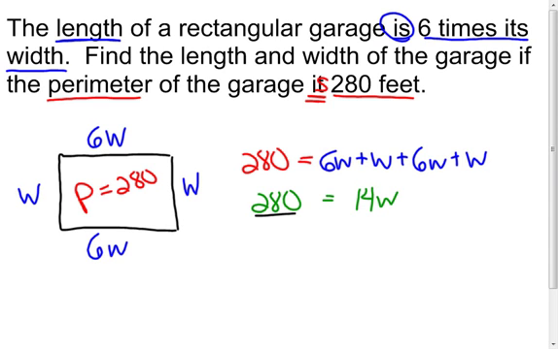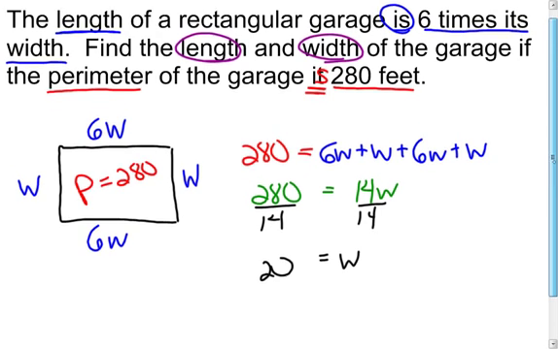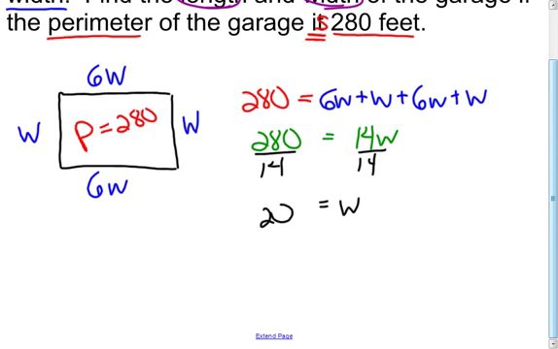Solve my equation, and I find out that W is equal to 20. Now I'm not done yet because, remember, the original problem asked us to find the length and the width. Really I've already found my width because W represented the width. So my width is going to equal 20, and then my label is feet because the perimeter was in feet. All I have to do now is find my length.